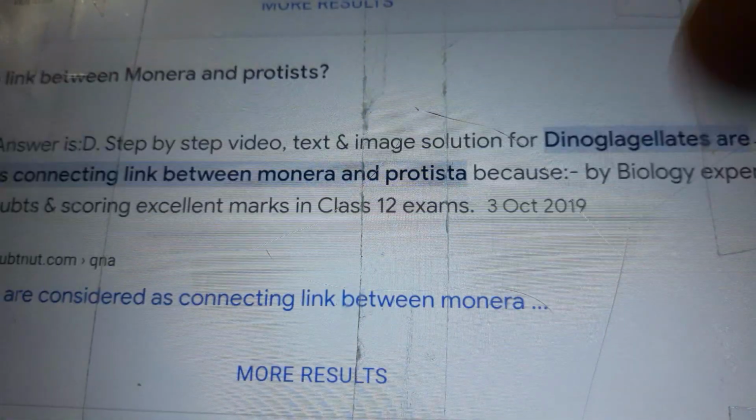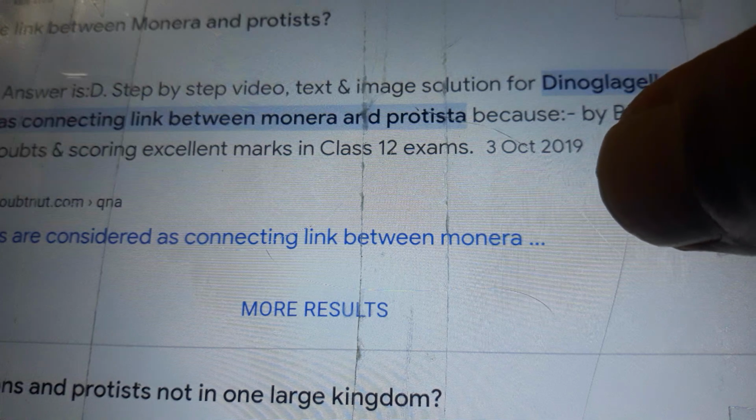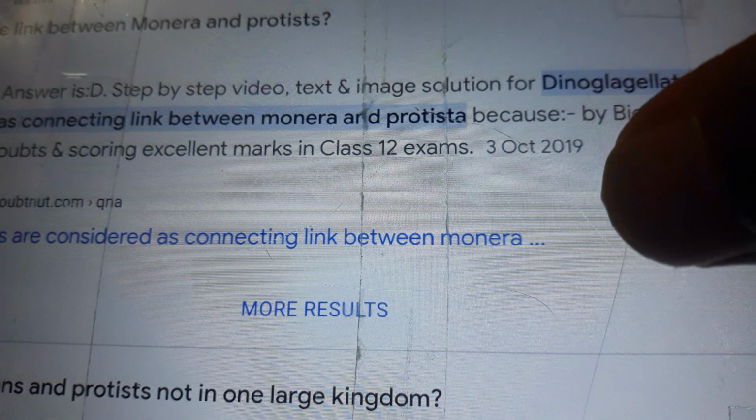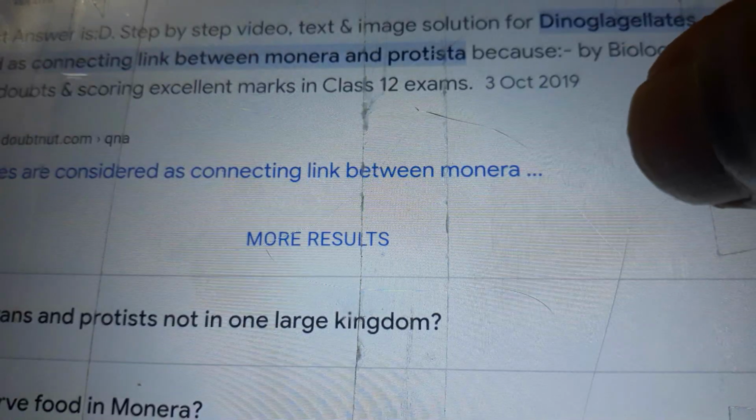What is the link between Monera and Protista? Dinoflagellates are considered as a connecting link between Monera and Protista.